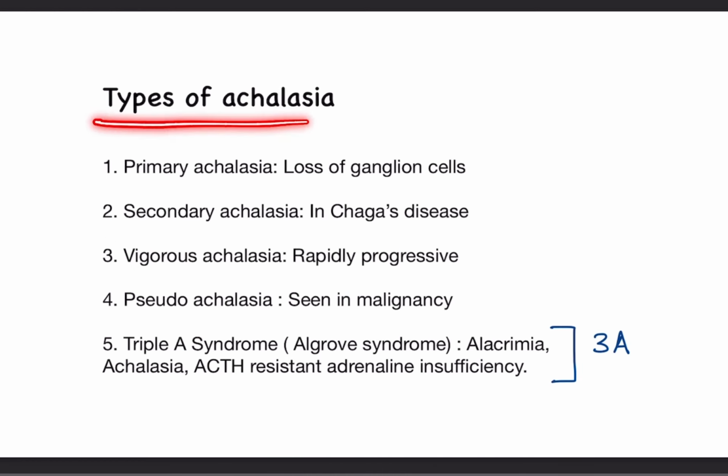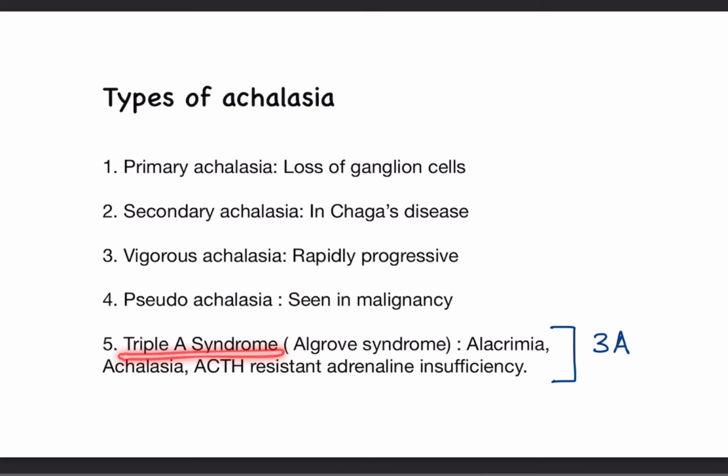Now next is types of achalasia. There are 5 types, in which number 1 is primary achalasia, in which there is loss of ganglion cells. Number 2 is secondary achalasia, which is secondary to Chagas disease. Another one is vigorous achalasia, the one which is rapidly progressive. Another one is pseudo achalasia. It can be seen in any kind of malignancy. It is not true achalasia. It is due to cancer.